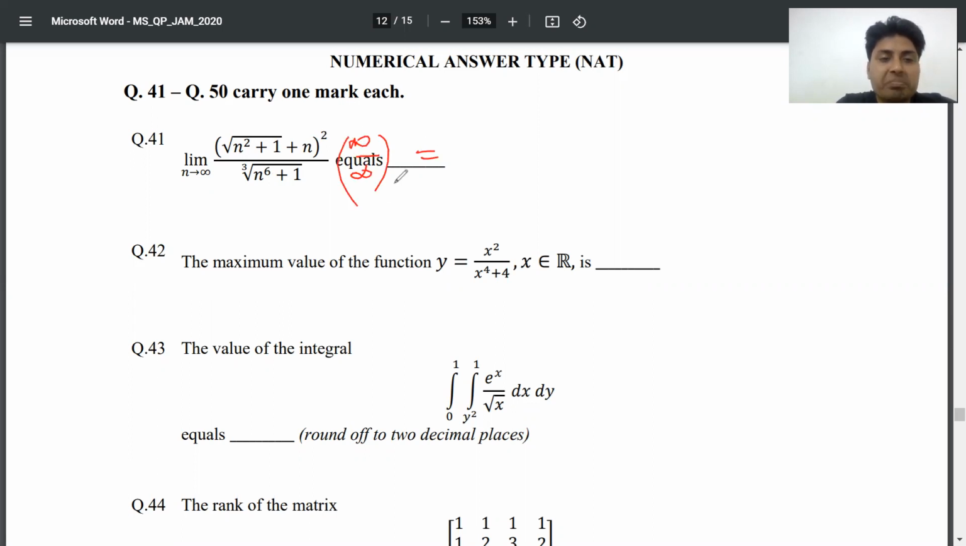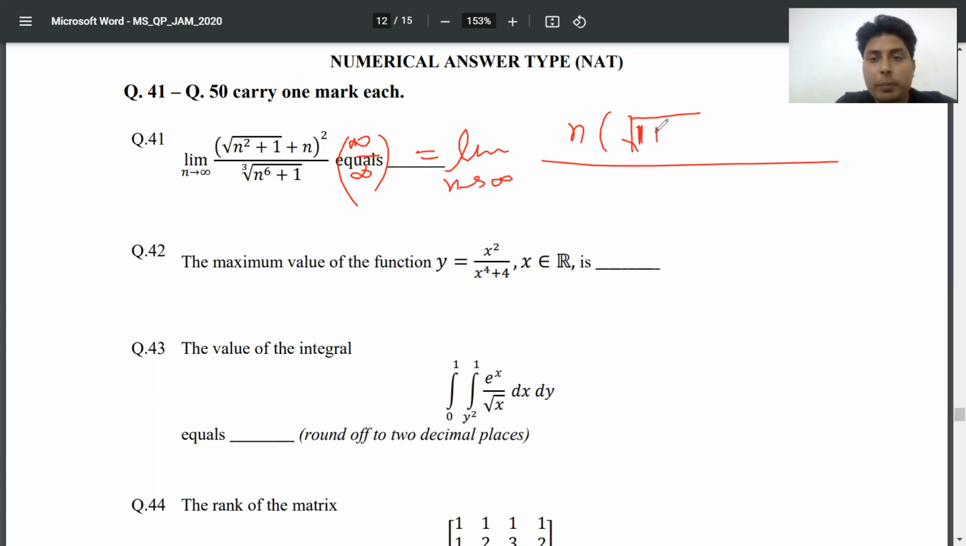So what can we do? Let's take n common from the numerator. Limit n tends to infinity. From the bracket, try to take out n. From the square root, you take n square common, so that we'll get n outside the square root. So it will be 1 plus 1 by n square, plus 1, and whole square.